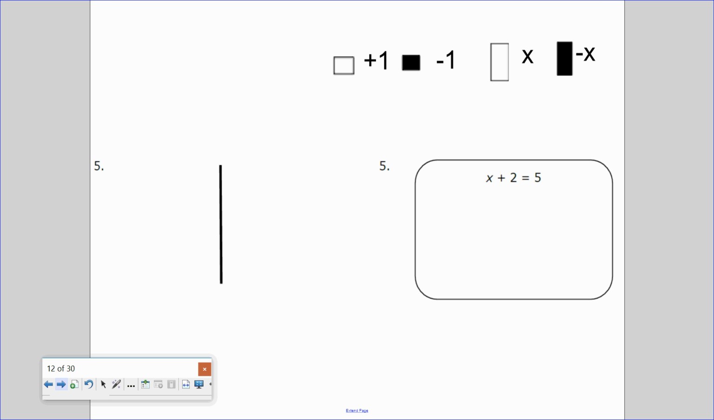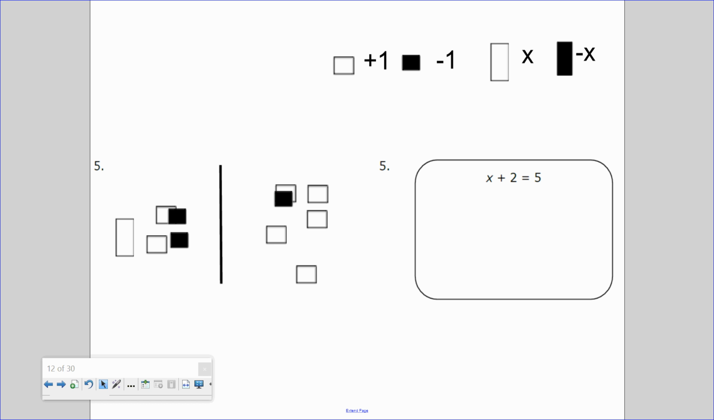So now, number 5, you're given the equation to represent with algebra. So we have x plus 2 equals 5. So we are going to solve this using algebra. How can I isolate this variable? What is the inverse of plus 2? Minus 2. Minus 2. So we have x equals 3.